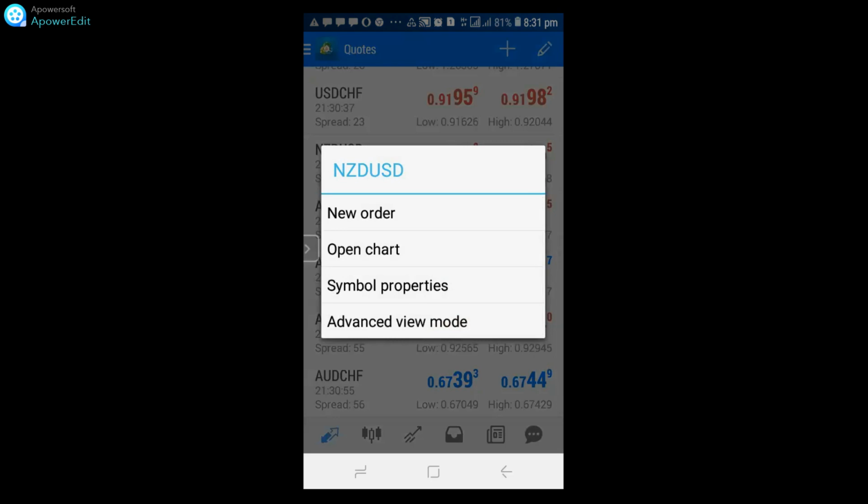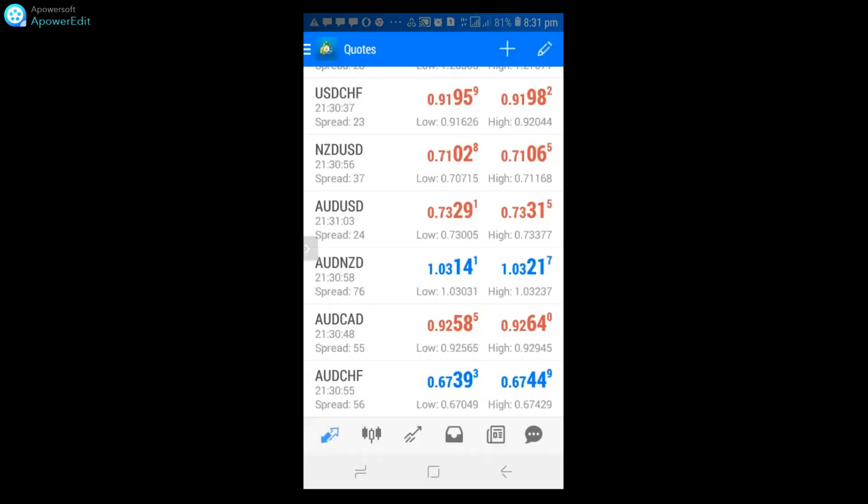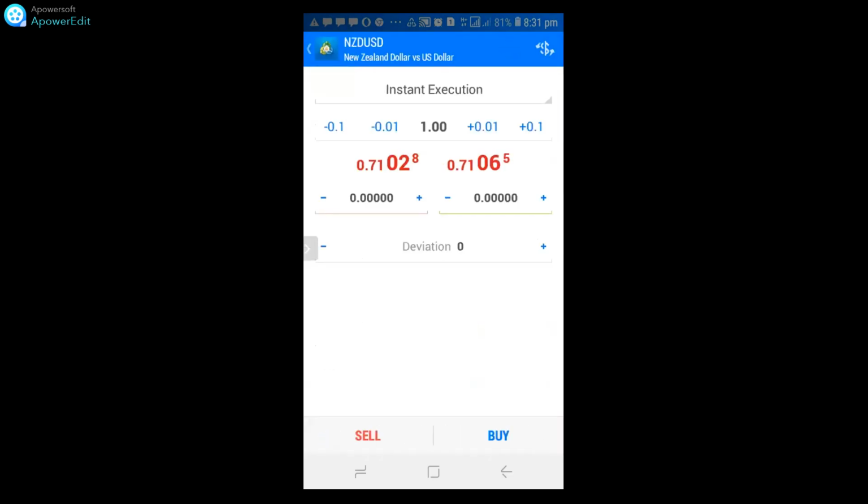Let's say we want to enter a trade. Click on new order. It's showing instant execution. How much did you register this account with? I've not yet. You have not. Okay, now let's just enter this market.